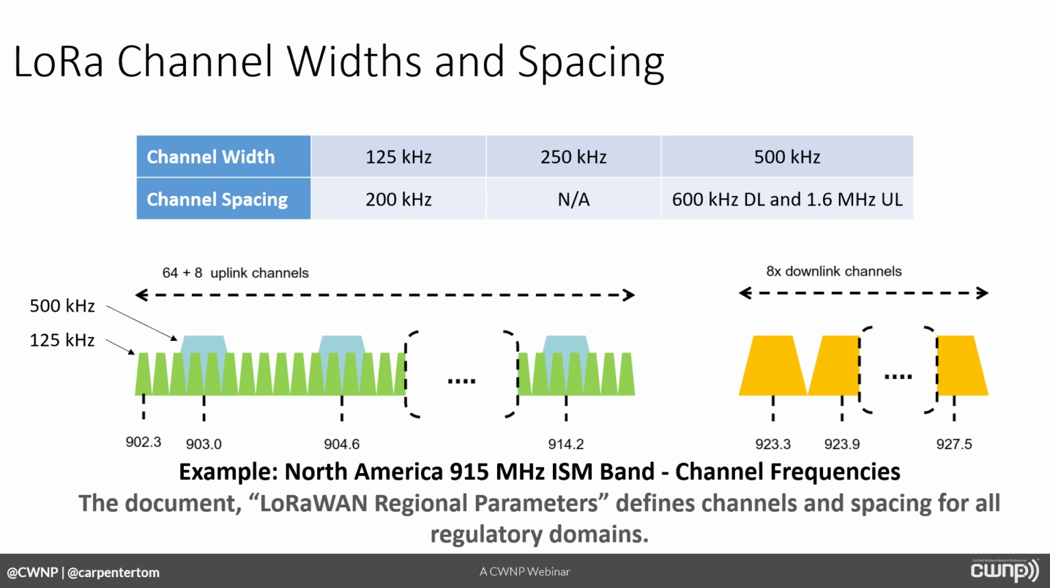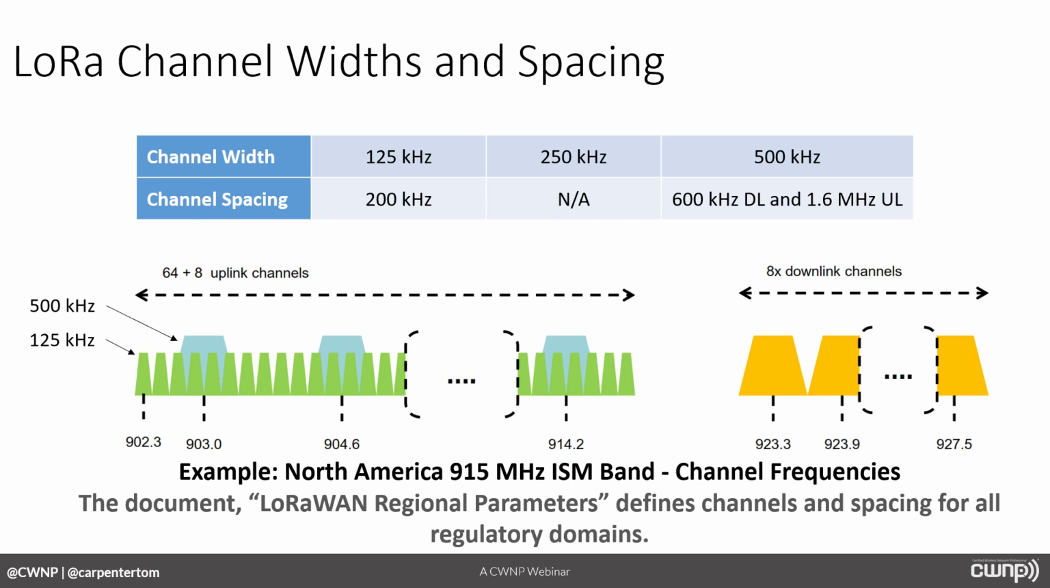It's also important to note that in the North American 915 megahertz band, the channel spacing is different, which makes sense. The channel width is narrower, and so we can have narrower channel spacing, right? 125 kilohertz has 200 kilohertz of channel spacing. 500 kilohertz has 600 kilohertz of channel spacing in the downlink, and 1.6 megahertz or 1600 kilohertz channel spacing in the uplink. So the channel spacing is different depending on whether it's uplink or downlink.